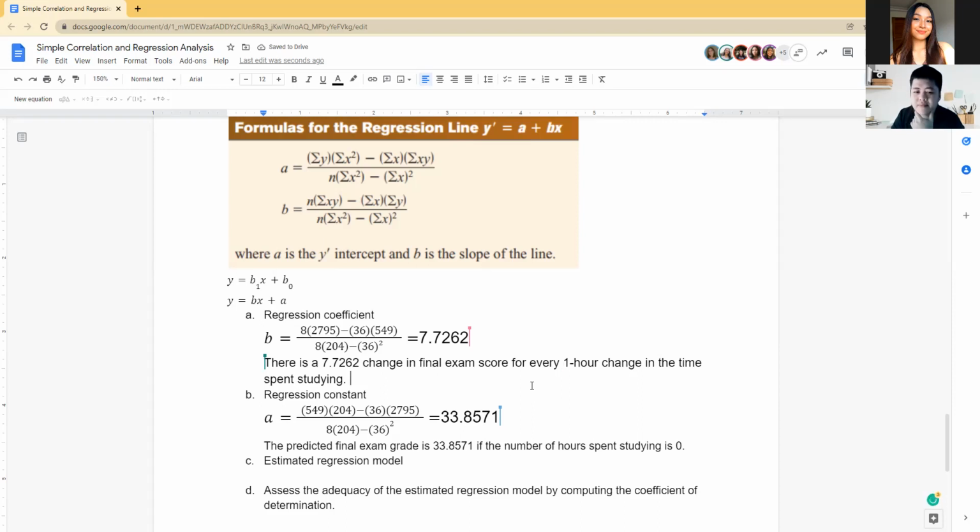Does it make sense? So pag daw dinagdagan mo ng 1 hour yung time spent studying mo, then you're expected to have a 7.7262 unit or score increase in your final exam score. The same is true if you decrease the number of hours spent studying, then you are expecting to have a decrease also of 7.7262 on the average on your final exam score.